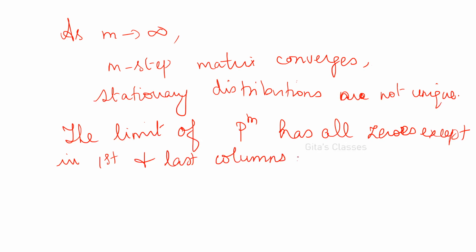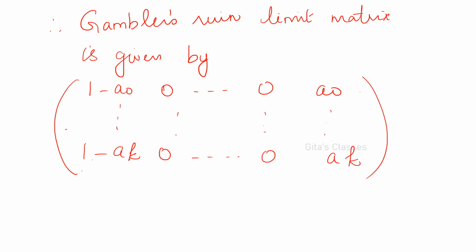So the last column contains all the probabilities A_i that gambler A will end up with K dollars, given that he started with i dollars, while the first column contains the respective complements of A_i. Since the stationary distributions are not unique, all the probabilities belong to the absorbing states only. So in this limit matrix, we can find the probability.